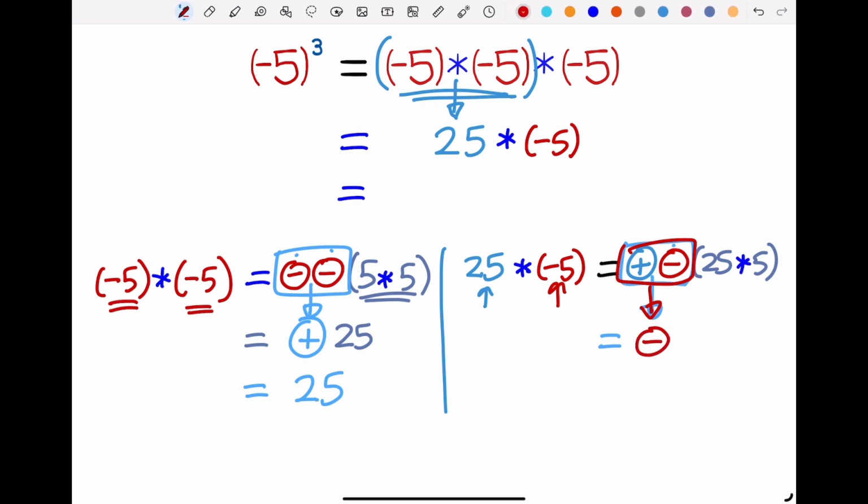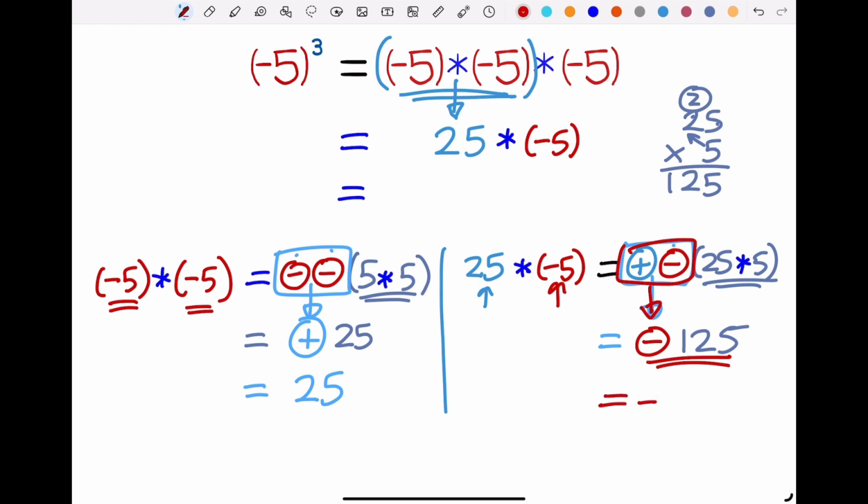And now we have to multiply 25 times 5. So 25 times 5. 5 times 5 equals 25. Carry the 2. 5 times 2 equals 10, plus the 2 we carried is 12. So 25 times 5 equals 125. And putting this all together, our answer is negative 125.